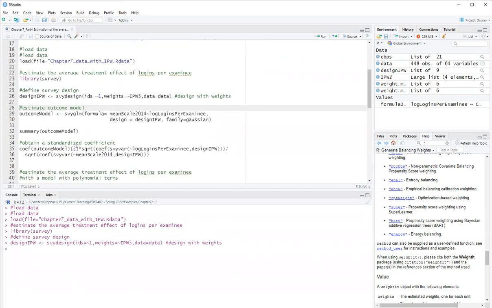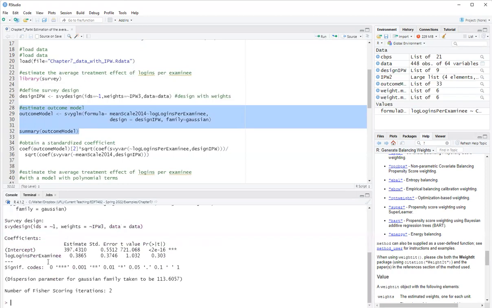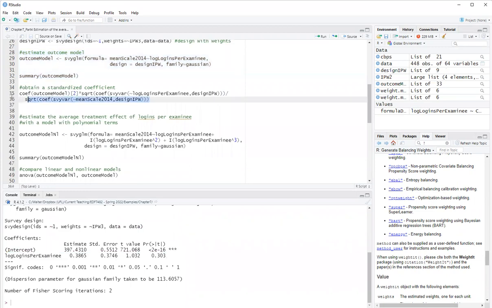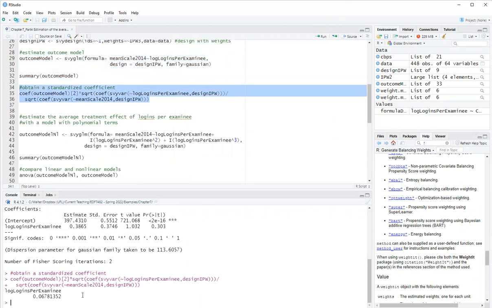We'll actually look at a few different outcome models. The first model is just the outcome as a function of the treatment dosage, log ins per exam D. And I'm using just a linear regression model for this, assuming normally distributed residuals. So I'm fitting here for this model, the effect of log ins per exam is not statistically significant. Then I obtain a standardized effect here, which is really not useful here because it's not statistically significant.